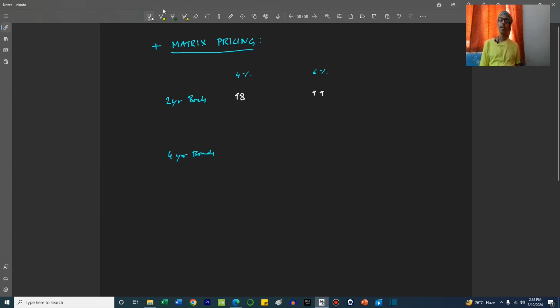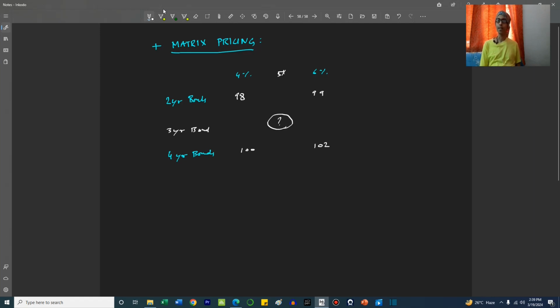This one is trading at a price of 100. This one is trading at a price of 102. Now we have to find the price, or the valid present value, of a 3-year bond with a 5% coupon. This is what we have to find out. Now how do we do that?